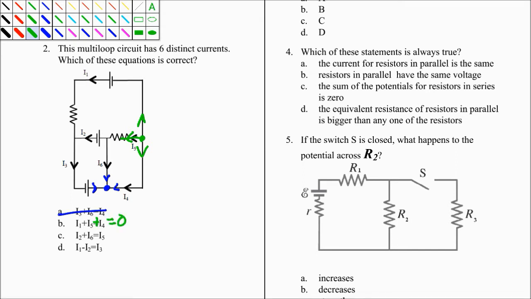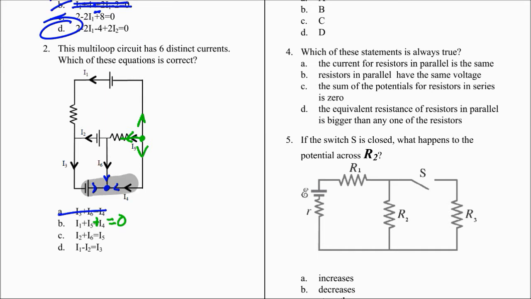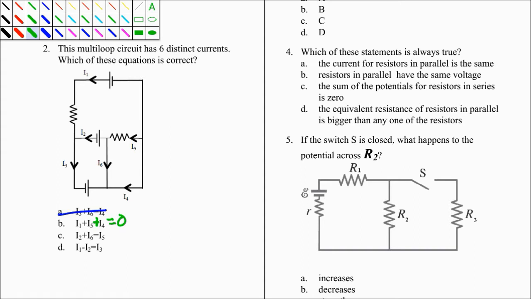I2 plus I6 equals I5. I2 and I6, that's this junction right here. I2 is going out, I6 is going out, and I5 is coming in. So that looks like the right one there. I2 plus I6 equals I5.